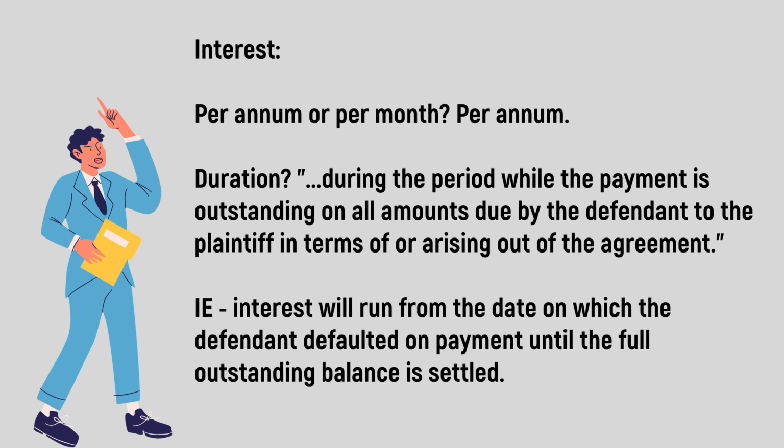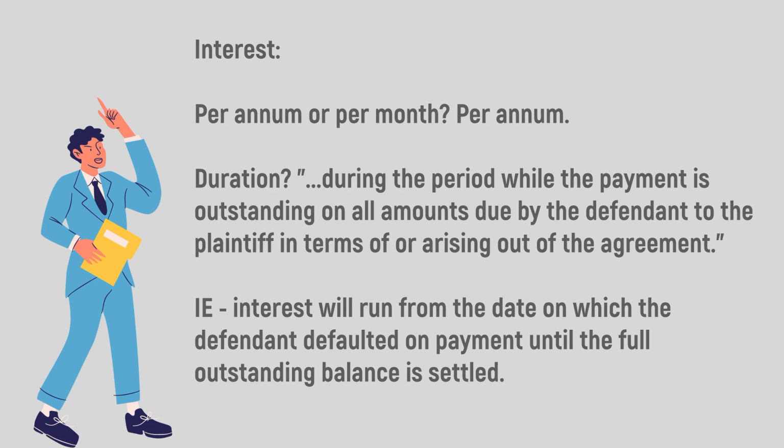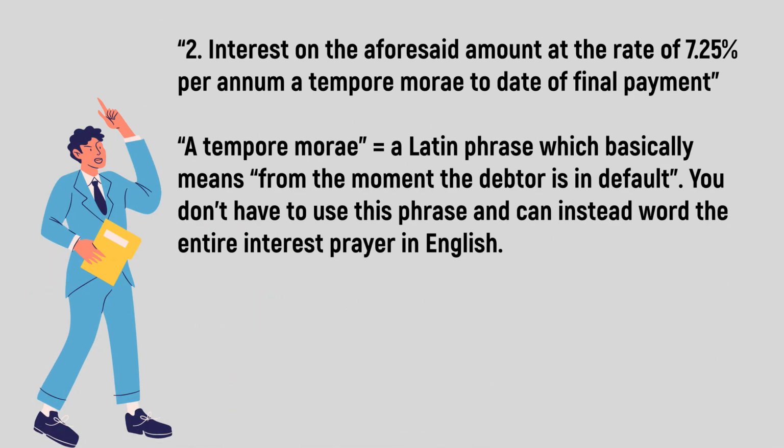In simplified terms, this means that interest will run from the date on which the defendant defaulted on payments until the full outstanding balance is settled. That being said, what will our interest prayer look like? We will word our interest prayer as follows. Interest on the aforesaid amount at the rate of 7.25% per annum et tempora morae to date of final payment.